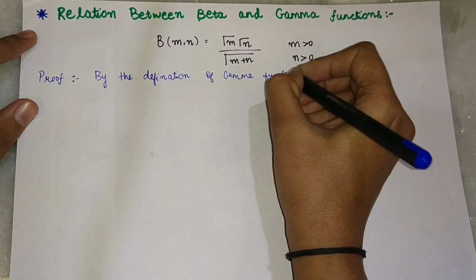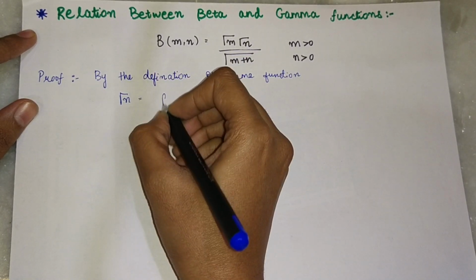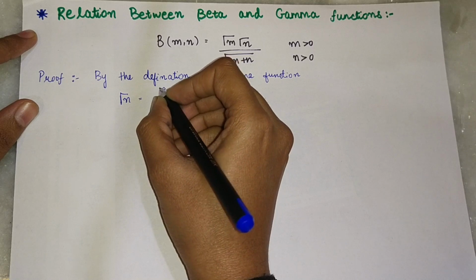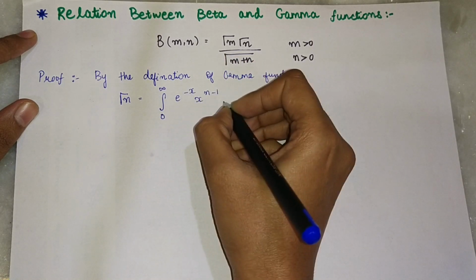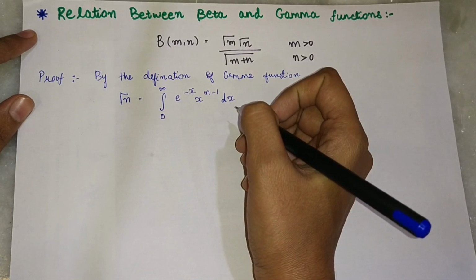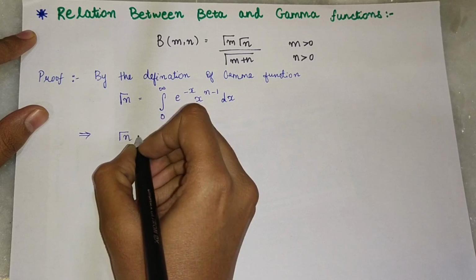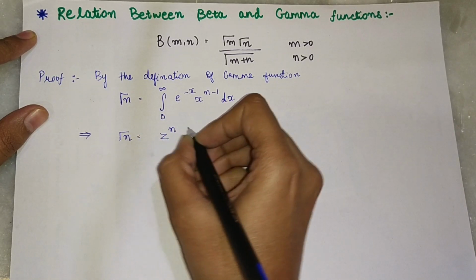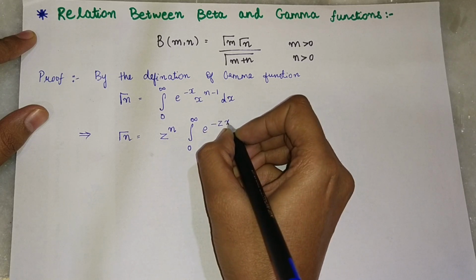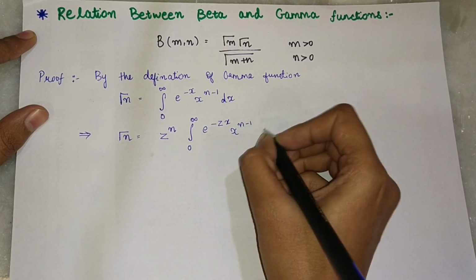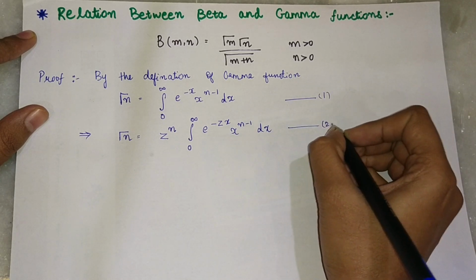We can write that gamma n is equal to the integral from 0 to infinity of e raised to minus x, x raised to n minus 1 dx. Okay, and from this equation we can also write that gamma n is equal to z raised to n times the integral from 0 to infinity of e raised to minus zx, x raised to n minus 1 dx. So this is our equation 1 and this is our equation 2.